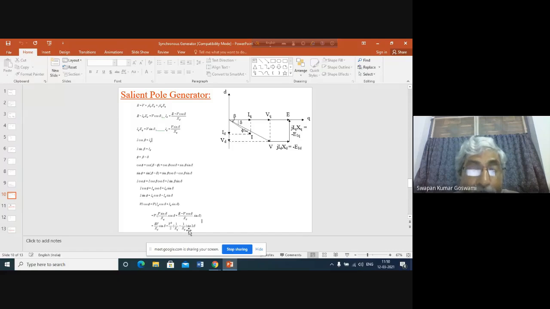This is sine 2 delta. But how will this vary? If you draw the power angle curve, this part will have a power angle curve the same as the previous. Similarly, it was a sine curve like this. Okay, a sine curve.